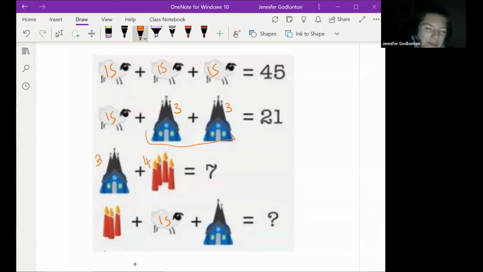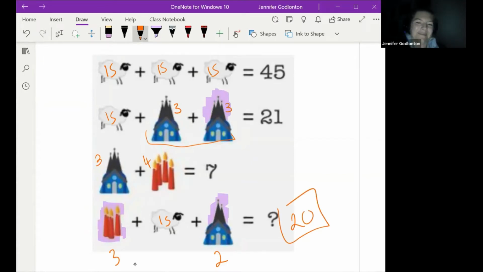And so then this must be 4 and this must be 3, but it's not, because there are 3 candles here, not 4, which means this is going to be 3. And there are 3 little steeply things over there, but there are only 2 steeply things over there. So this is going to be 2, which gives us 20.